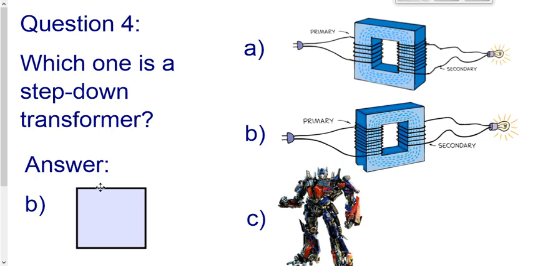So our answer is B, the step-down transformer is going to be this one because we have more loops going in than we have coming out. I think there's 10 loops going in, and we have 4 loops coming out, and so it's going to step down the voltage. You're going to have more current, but less voltage.